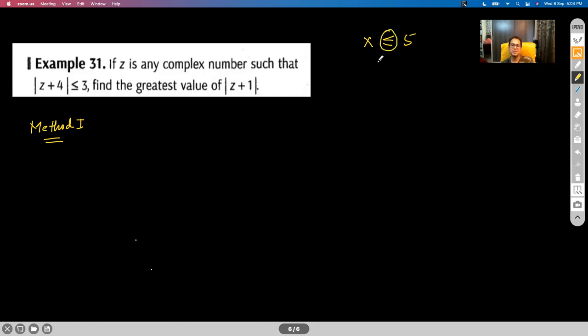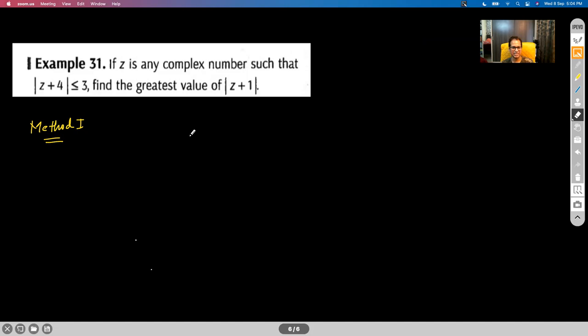Similarly, if somebody asks you what is the least value of X, where X is greater than or equal to 4, you'll say 4, because it's always greater than or equal to that number. So when somebody asks me the greatest value, I think of a less than or equal to inequality. Wherever there's a less than or equal to inequality, I will try to implement that.